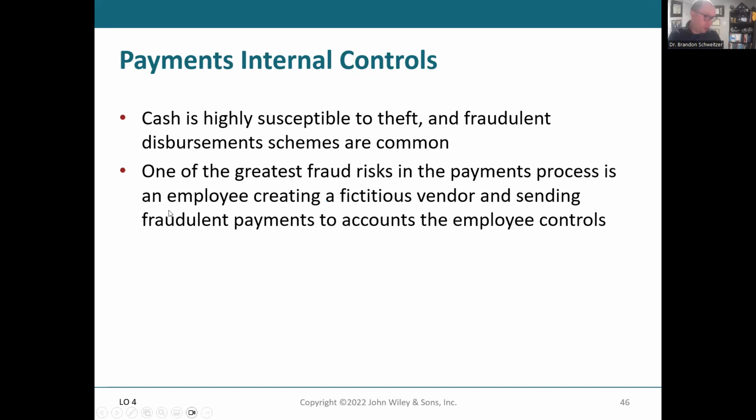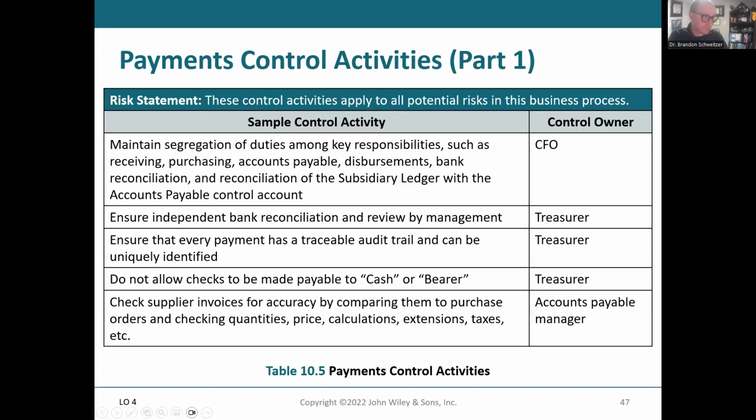It's really important to manage your cash in business, because cash is the most liquid asset that the business has. It has the greatest potential for fraud, whether through theft or other types of disbursements that should not be happening. So what are the risks with payments? There's tons of risk with payment.